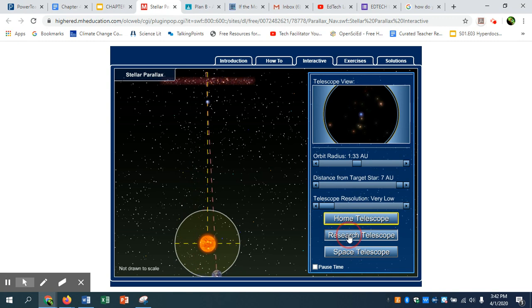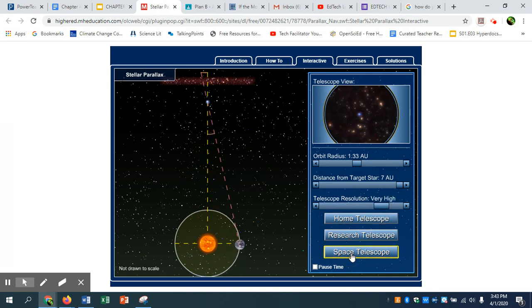And as you go to your research telescope and then your space telescope that's already in orbit, you get a lot better detail. So the better the detail, the better the telescope, the better you can tell and calculate parallax. And then the other thing is, the closer you are, again, the distance matters. So this blue object is the star that, as the astronomer, you're watching, you can see it moving as the Earth goes around the sun.